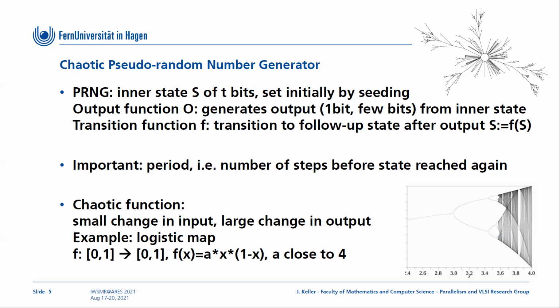Our example is the logistic map, which is a prototype for a chaotic function. It's not one-way, but still, for simplicity of presentation, we show this. It's defined on the interval between 0 and 1, and it's defined as a times x times (1 minus x). So we see that the maximum value reached is a over 4. If a gets close to 4, the range approaches the domain, and there it exposes chaotic behavior.